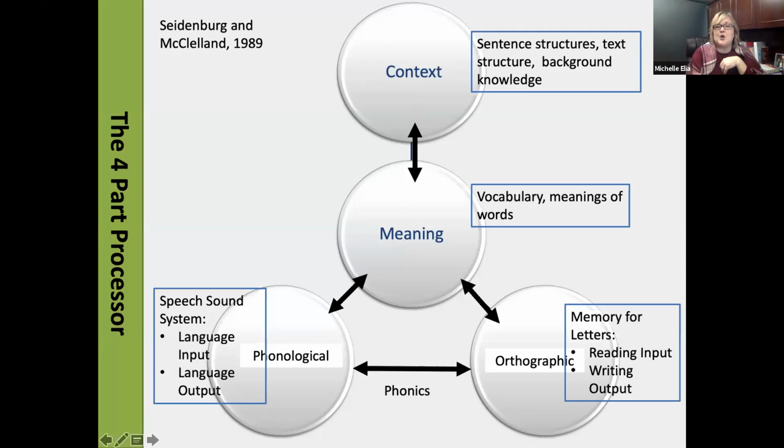And so we strengthen my meaning processor by teaching vocabulary, and by giving kids more vocabulary, which, by the way, when we teach them vocabulary, they're strengthening their phonological processor because they hear the words, but then their meaning processor because they learn the meanings of all of these different words. But they're also strengthening their context processor because we use those words in context. And then the context processor is strengthened whenever we're building background knowledge. Background knowledge strengthens my context processor. It is absolutely critical for strengthening it.